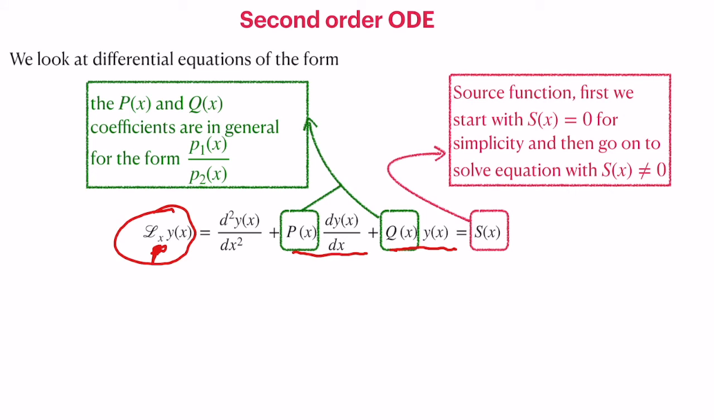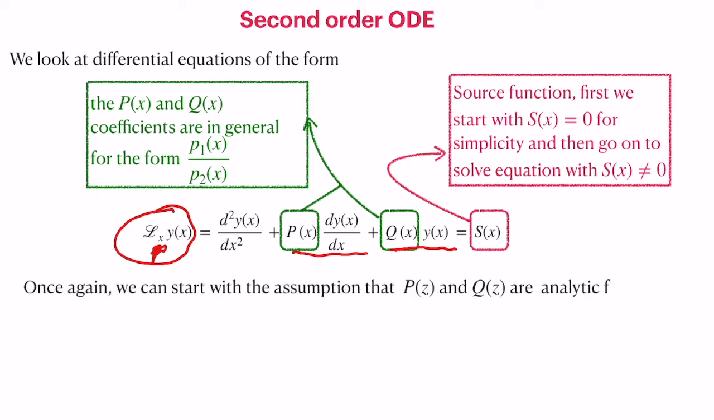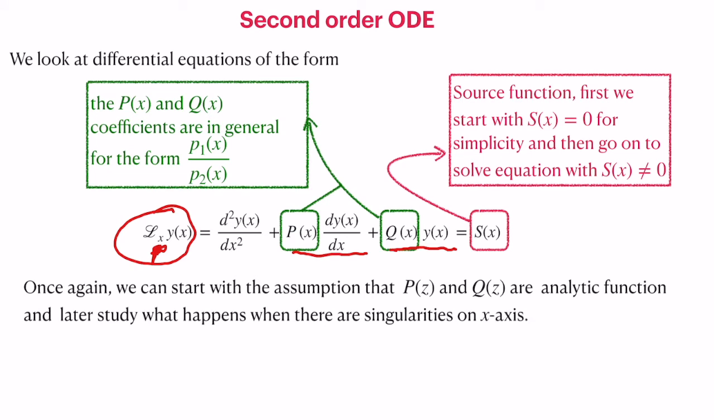When the source function is 0, then what we have is a homogeneous differential equation. When the source function is not 0, then we need to solve it with specific techniques, which we will look at a little while later. Now let us focus on the homogeneous differential equation. We are interested in real functions. We could also have complex functions. However, let's focus more on real functions.